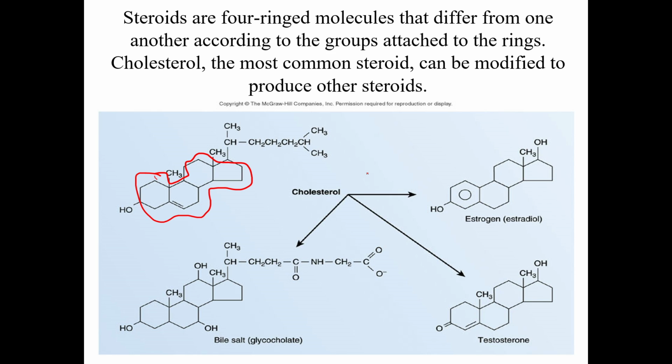Cholesterol, upon chemical reactions, can change to estrogen, the female sex hormone, together with your progesterone. And you also have your testosterone for the male sex hormone. It can also be converted into bile salts.